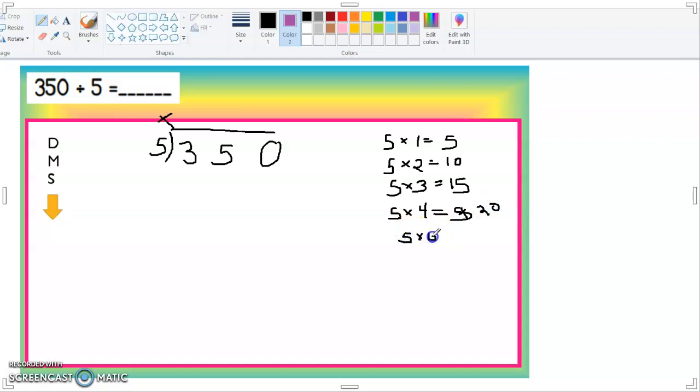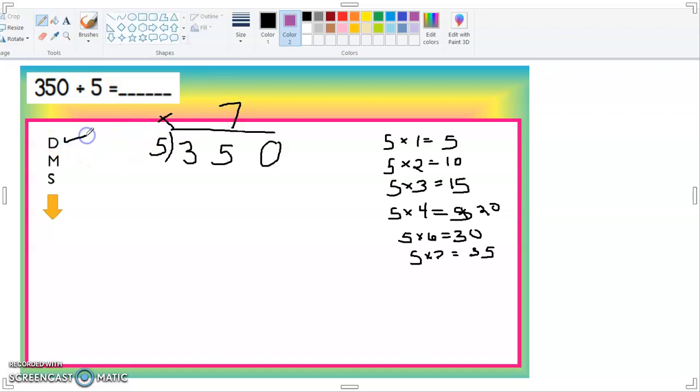I'm thinking 5 times 6 is 30. 5 times 7, got it, 35. Now I can take 35 divided by 5. That is 7.